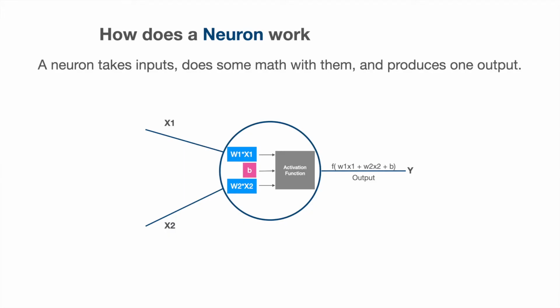A neuron takes inputs, does some math with them, and produces one output. The image shows what a two-input neuron looks like. Three things are happening here. First, each input x1, x2 is multiplied by weights w1, w2. This is indicated in blue. Second, all the weighted inputs are added together with a bias b indicated in pink. Finally, the sum is passed through an activation function which produces the output y.